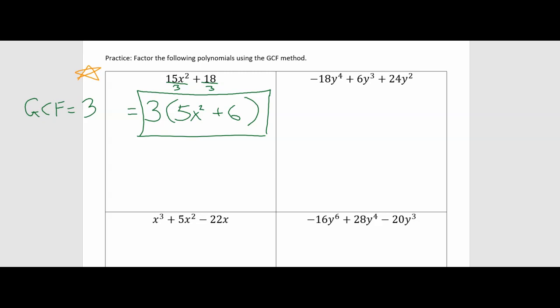And this one may seem a little easy, right? Because there were no variables to factor out. But that just worked out this way because one of the terms didn't have any variables. So we could not include a variable in our GCF in our final answer.